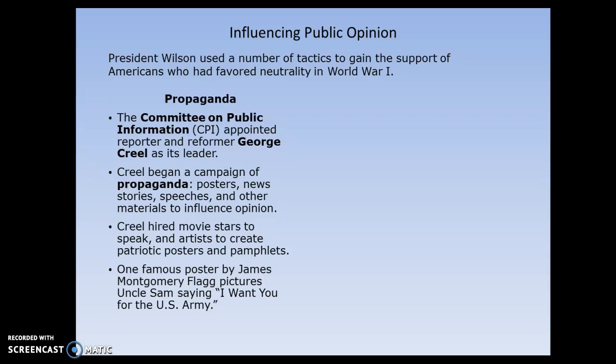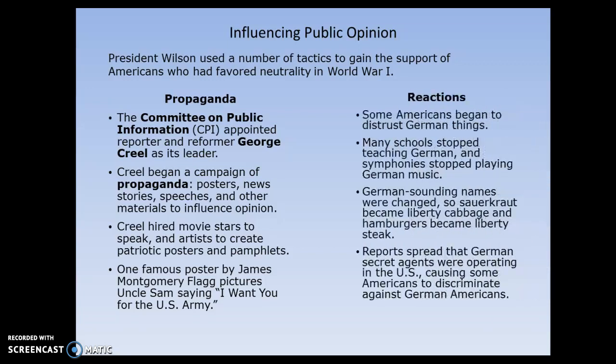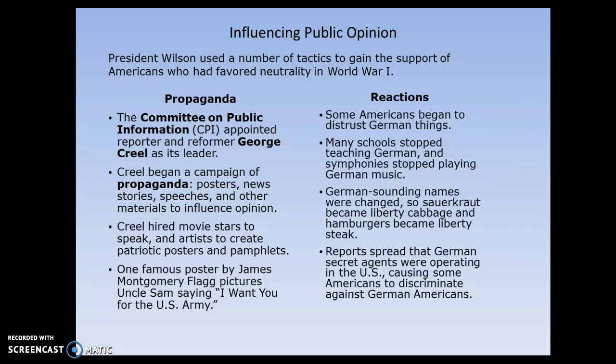One famous poster you probably have seen before by James Montgomery Flagg pictures Uncle Sam saying, "I want you for the U.S. Army." As a reaction to this, some Americans did begin to distrust German things. Many schools stopped teaching German and symphonies stopped playing German music. German-sounding names were changed, so sauerkraut became Liberty cabbage and hamburgers became Liberty steak.